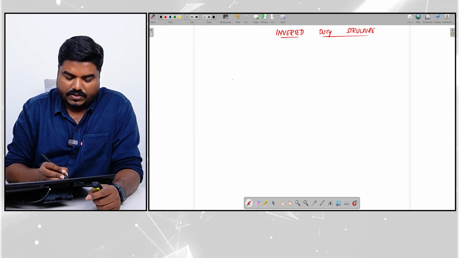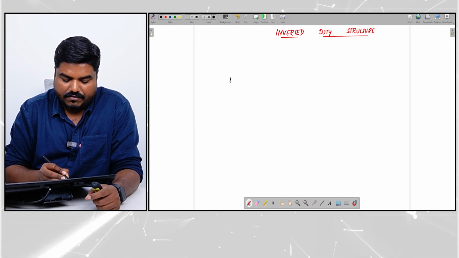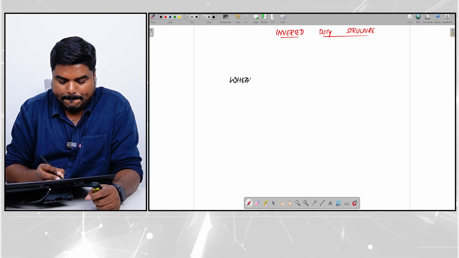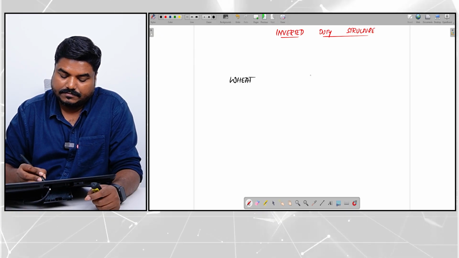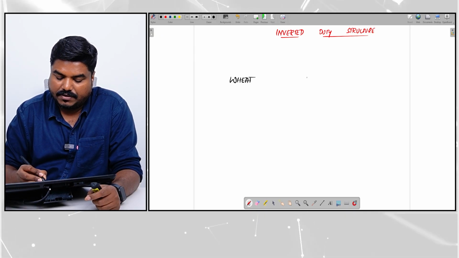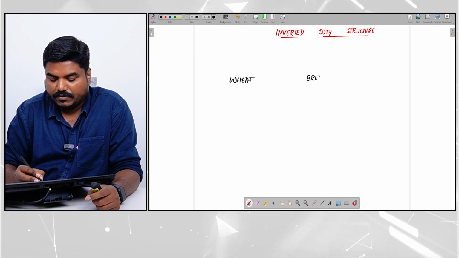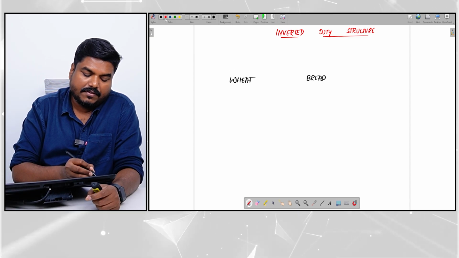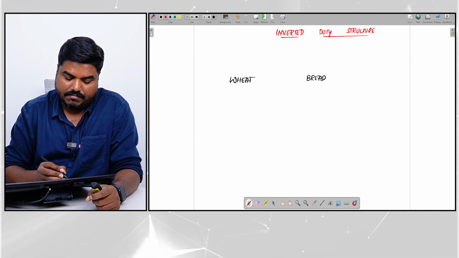How does GST work? Let us take the example of wheat as well as bread.